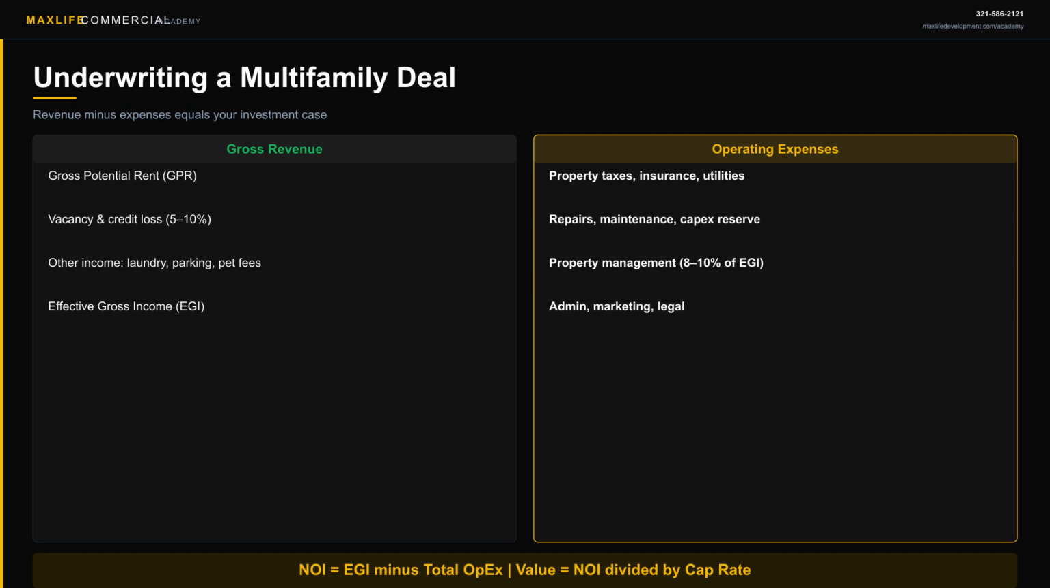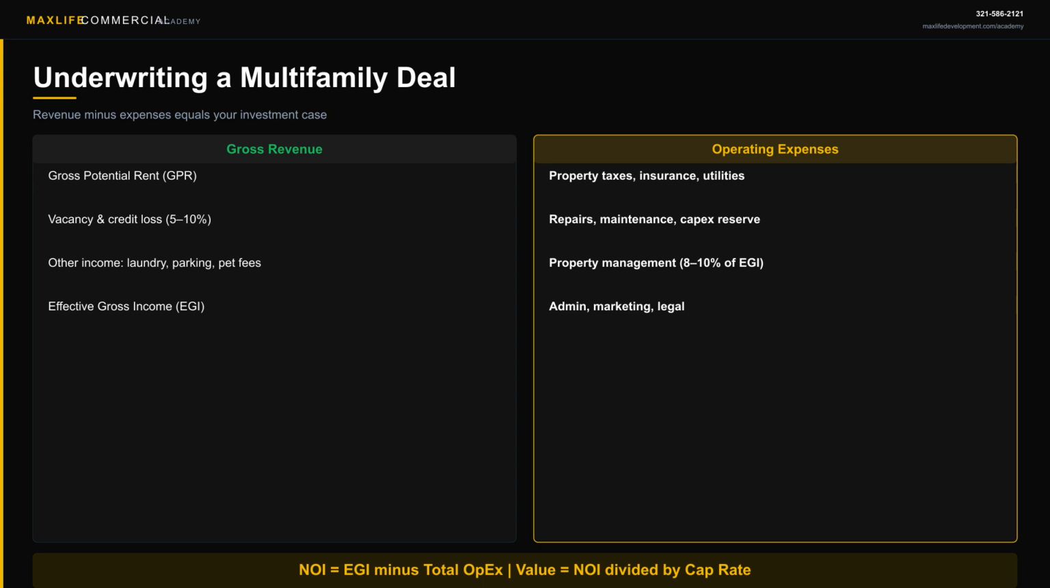Now subtract your operating expenses. These include property taxes, insurance, utilities paid by the owner, routine repairs, and maintenance. A capital expenditure reserve, typically $250 to $500 per unit per year, and property management fees, which generally run 8 to 10% of effective gross income. What's left is your net operating income. Divide that by your target cap rate, and you have the value. That's the formula every multifamily investor needs to internalize.